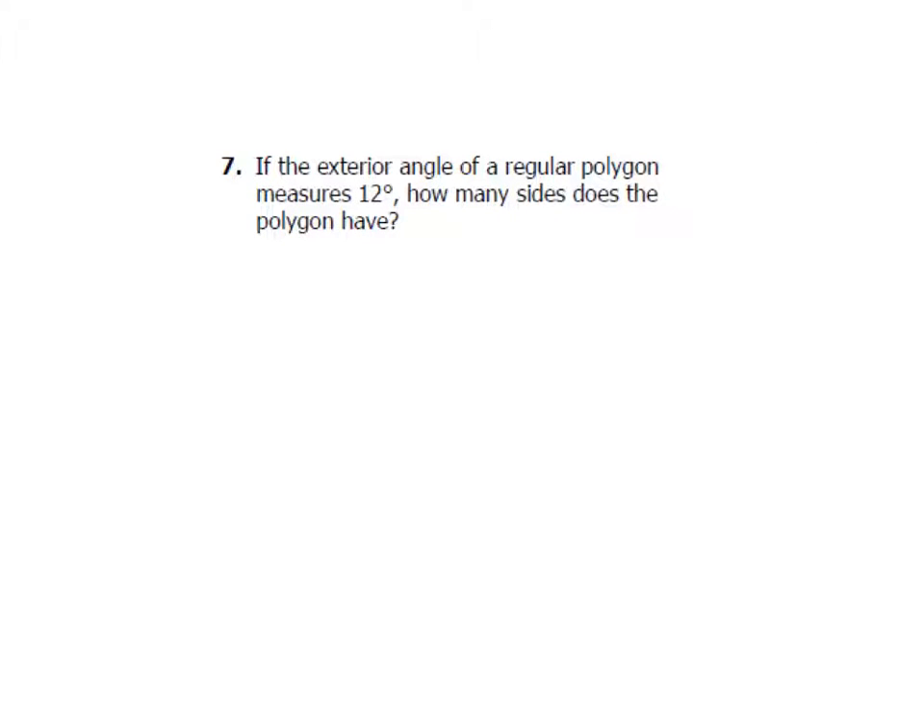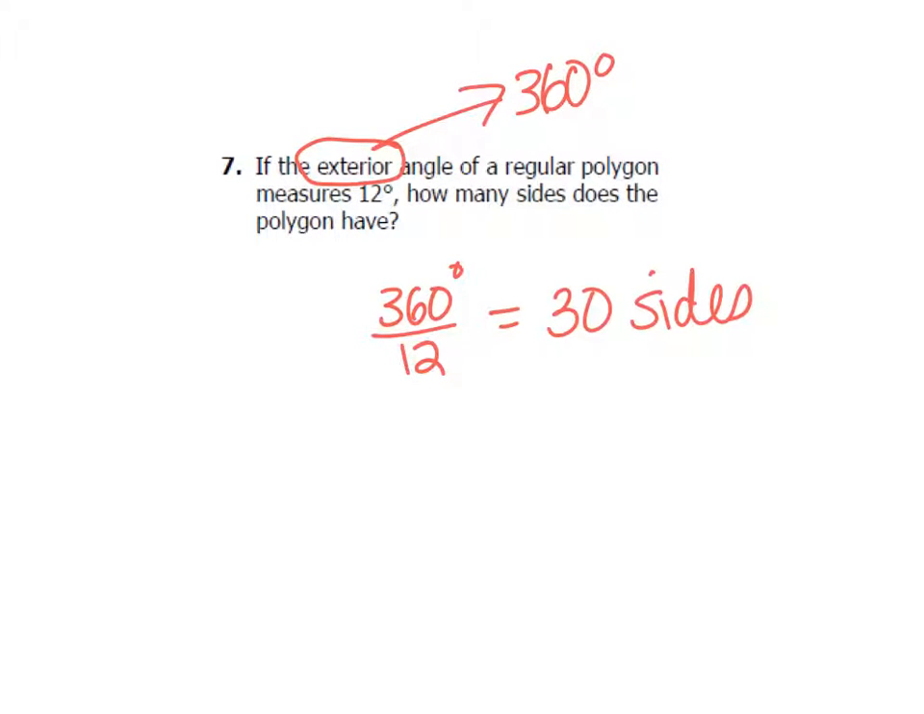If the exterior angle of a regular polygon measures 12 degrees, how many sides does the polygon have? As soon as my brain sees exterior, it goes to 360 degrees. So 360 degrees divided by 12. This is going to give you 30 sides. And there's another way to do this, but I think this is the quickest and the most efficient, so this is what we're going to stick with.